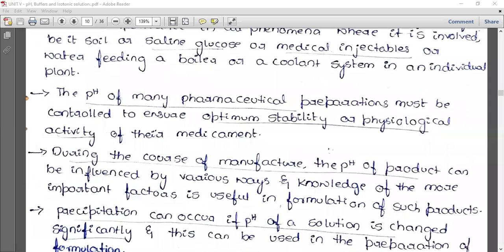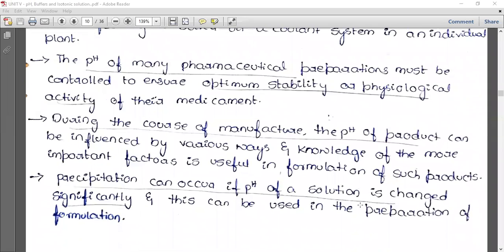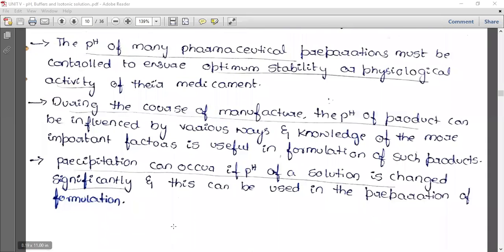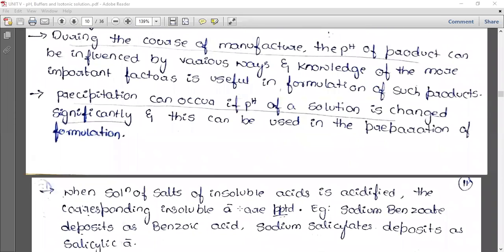During the course of manufacture, the pH of the product can be influenced in various ways, and knowledge of the important factors is useful in the formulation of such products. Precipitation can occur if the pH of the solution is changed significantly, as I gave in the example. So for all these cases, it is the same thing.